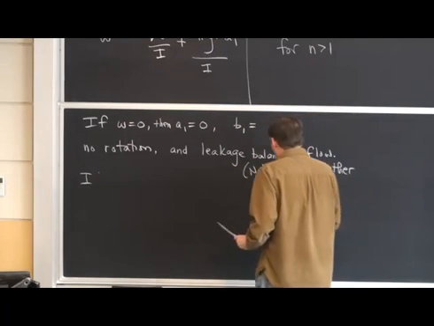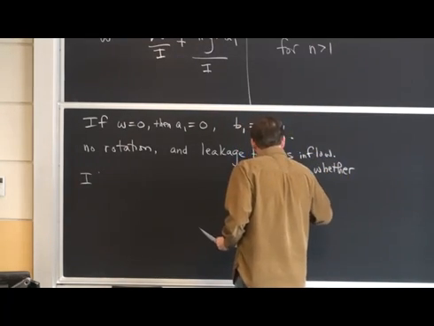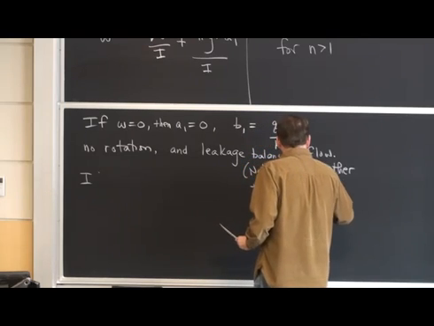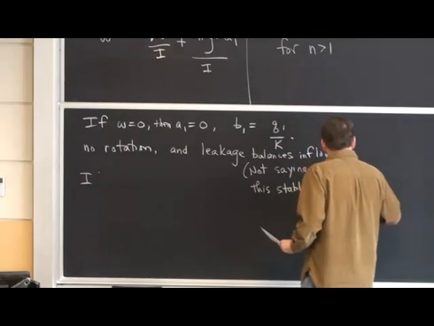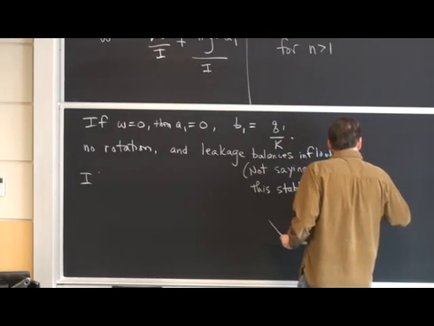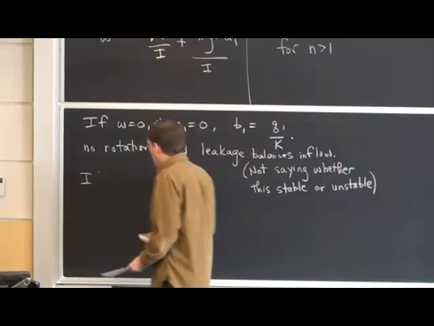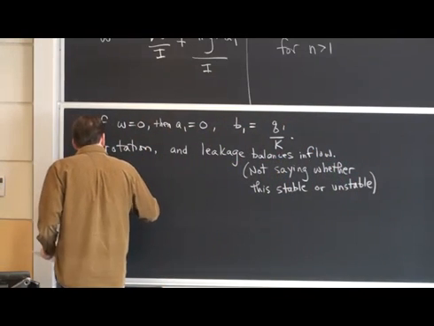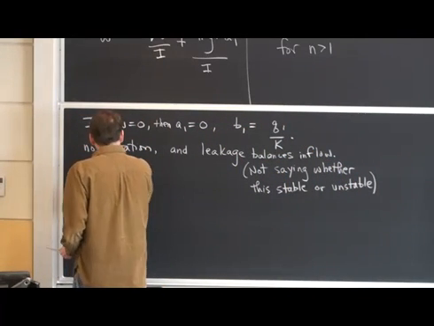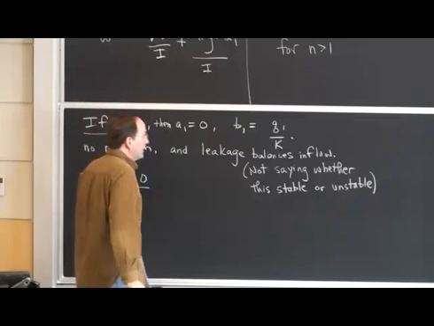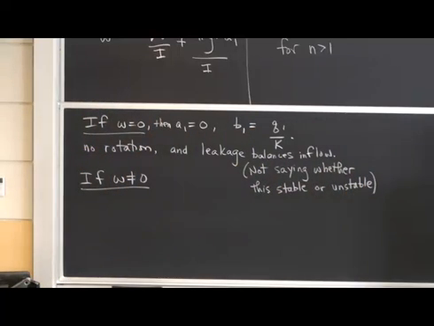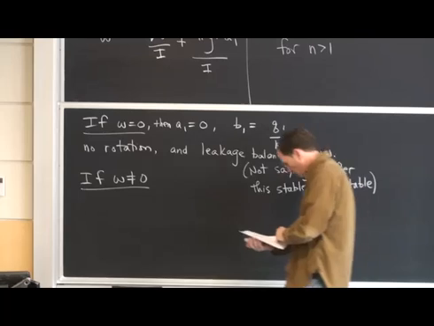We'll analyze that later. So not any comment at the moment about the stability of this fixed point. Now, if omega is not 0, then we're in the other case, which is this one, where B1 is this value. So we have equation 5.